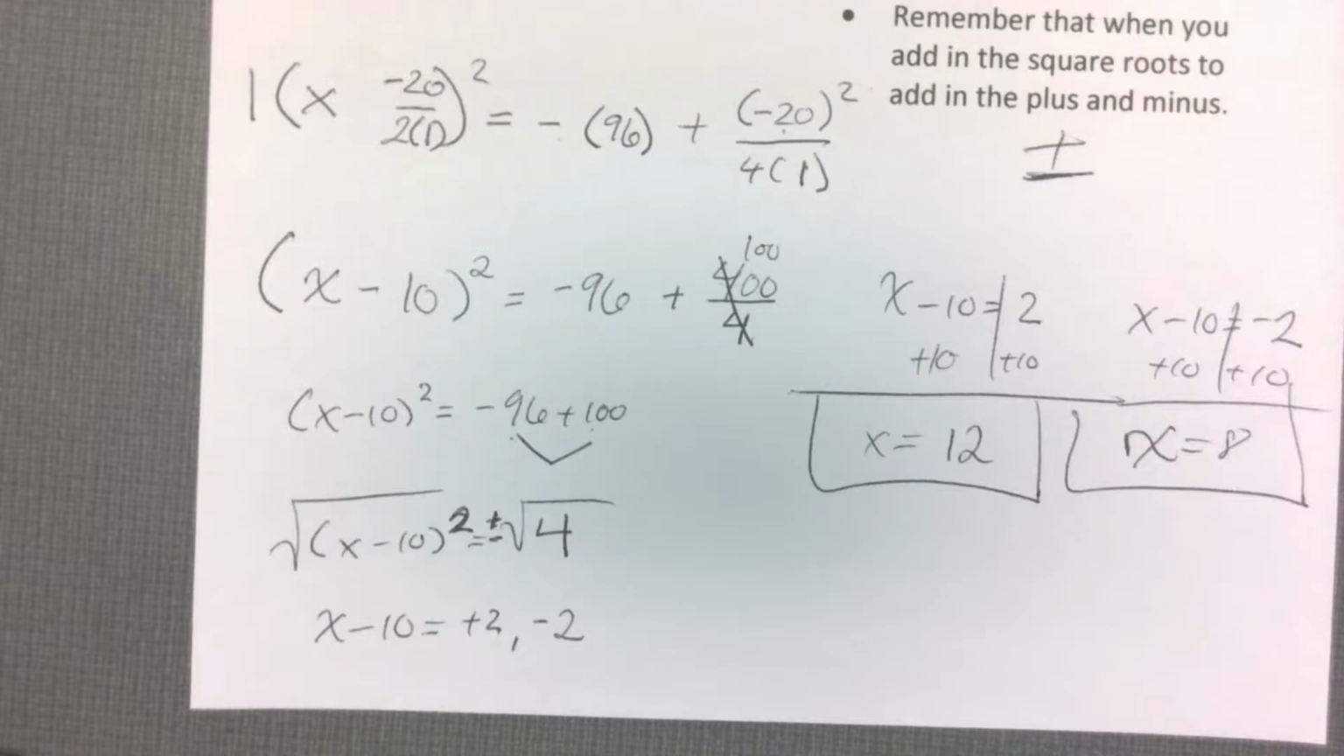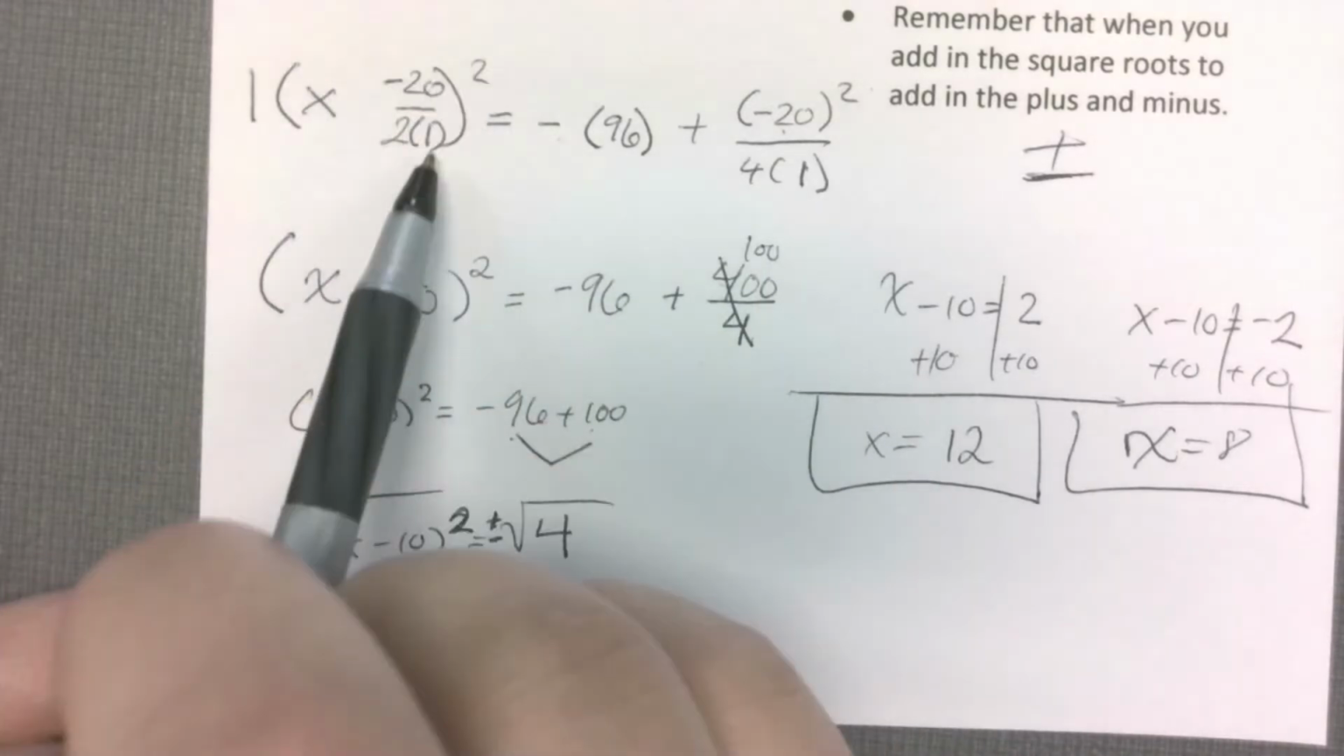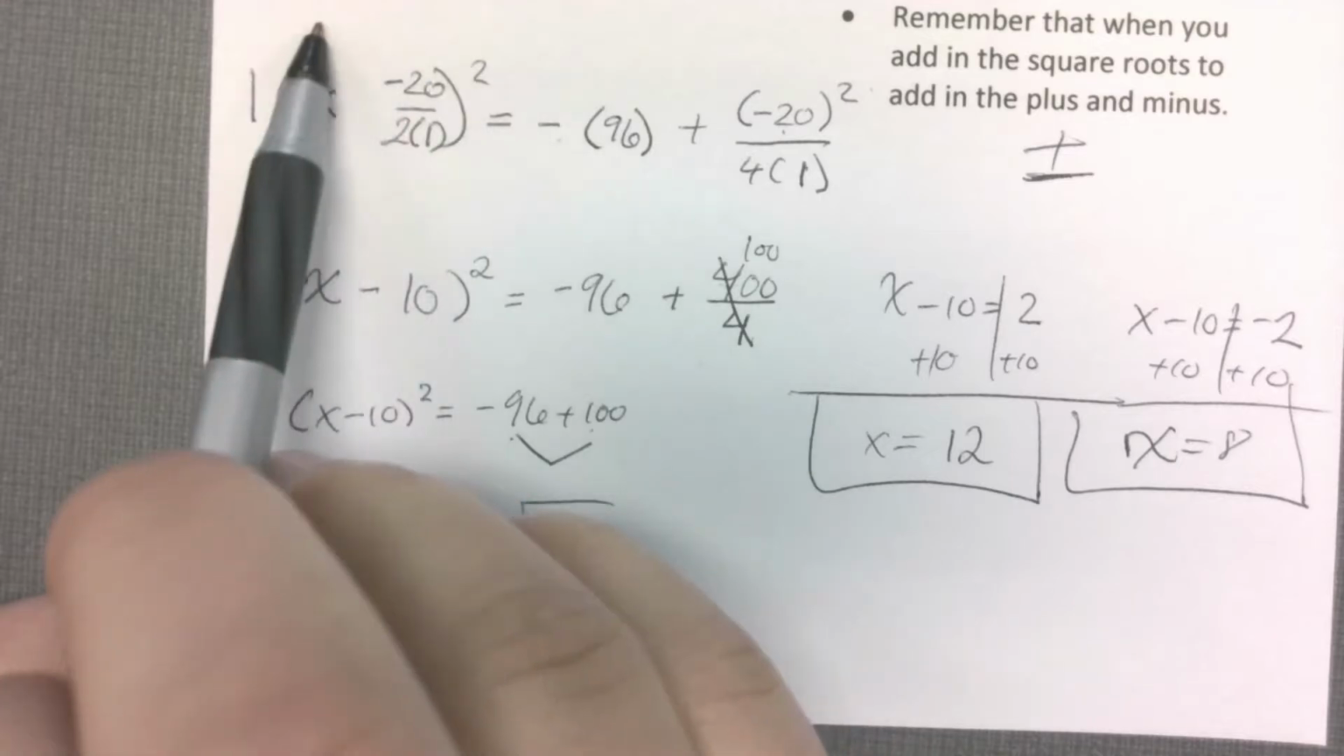Congratulations. You've solved using completing the square. The hardest part about this is being able to simplify with all these square things going on.